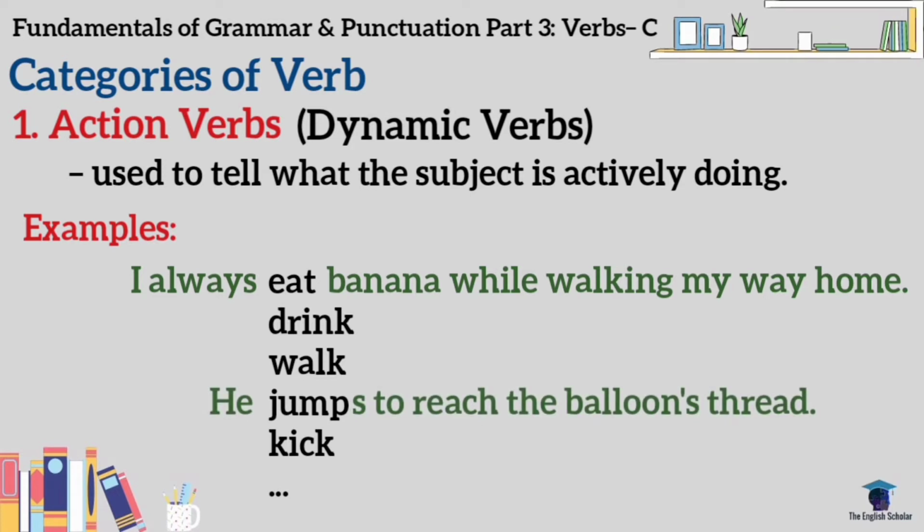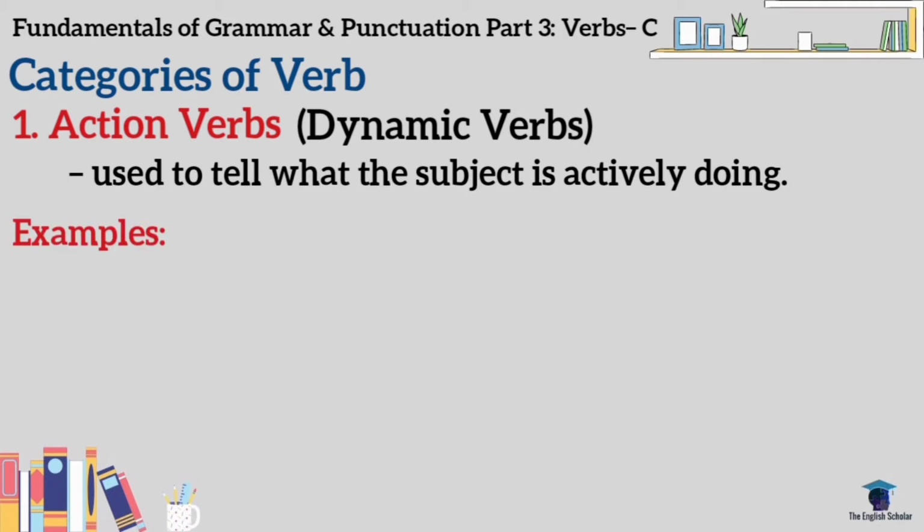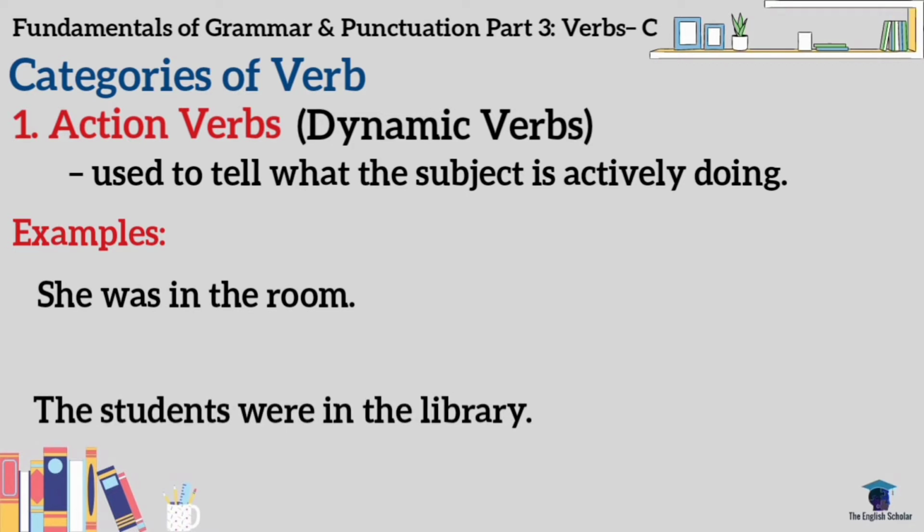Action verbs are very important because they impact the meaning of a sentence. They not only say what the subject is doing, but also demonstrate the manner in which the subject is doing it. Take a look at these sentences. She was in the room. The students were in the library. These sentences are grammatically correct, but they do not give us the exact demonstration of what the subjects are really doing. Why? Did you notice something? Correct, because there are no action verbs. Only helping verbs, the was and were.